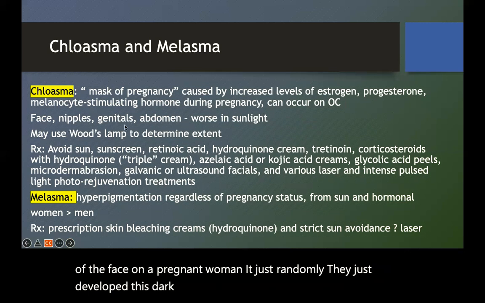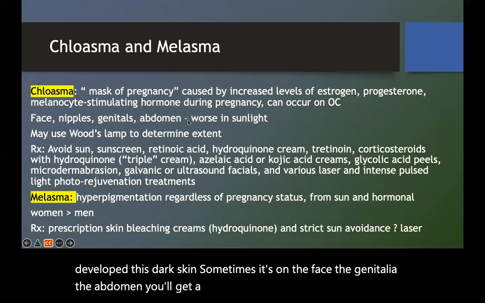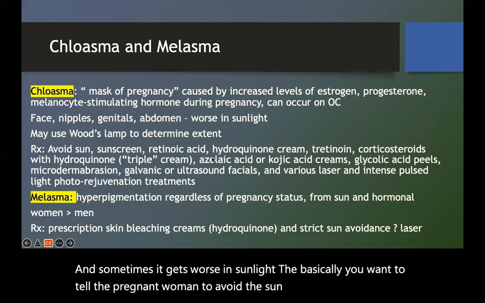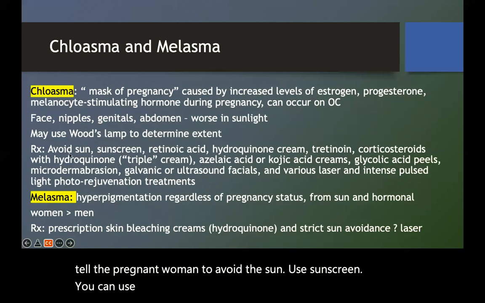Sometimes it's on the face, the nipples, the genitalia, the abdomen. You'll get a line, and sometimes it gets worse in the sunlight. So basically, you want to tell the pregnant woman to avoid the sun, use sunscreen. You can use corticosteroids with hydroquinone if necessary.